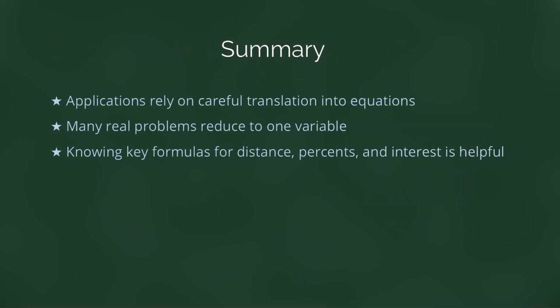All right, so wrapping up what we've seen here, we know that applications are going to rely on careful translation into equations. This is often the most difficult step in one of these, is setting them up properly. We've seen that we can solve a lot of these real-world problems by using just one variable. In the future, we'll look at ways to use multiple variables. But for now, we're focusing on solving ones where we can rewrite everything in terms of only one variable. And we also saw that there are some key formulas, that distance equals rate times time, knowing how to accurately use percents, and also the simple interest equals principal times rate times time formulas were helpful to us throughout these.